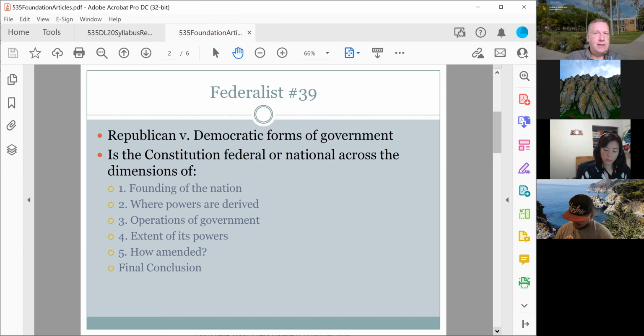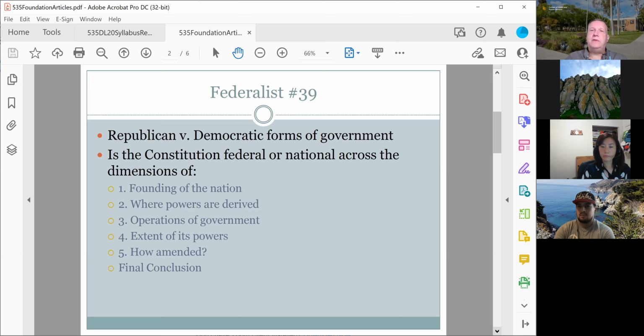National form of government, very top-down, centralized, where the power really resides with the national government, and the national government can then exercise those powers over the states, or what he calls a federal government, where the power resides at the state level. So is it national or is it federal? And so he answers this question by, again, deconstructing the Constitution into its component parts. So he says, let's start with the founding of the nation. Was the founding of the nation and the creation of this Constitution national, or was it federal in nature?